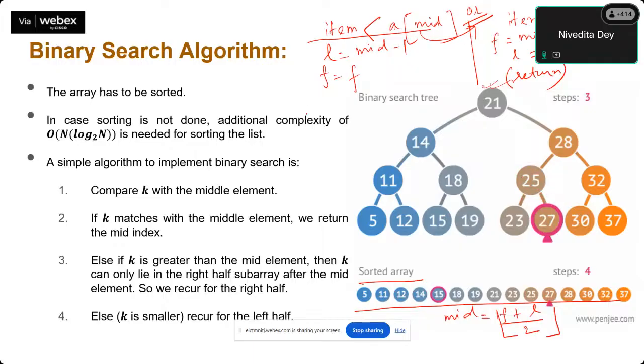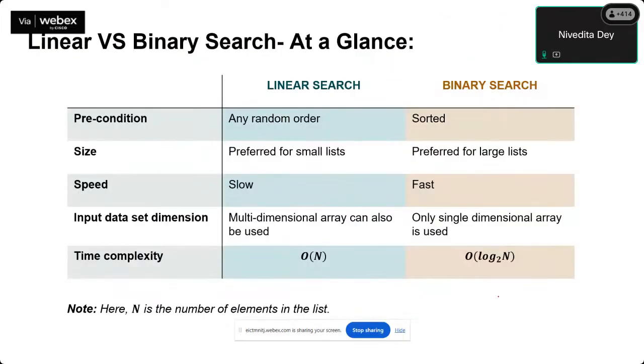So in case sorting is not done, but normally the complexity of the algorithm is order of log n base 2. But the precondition is very important here: linear search works for any random order, binary search works only for the sorted array.